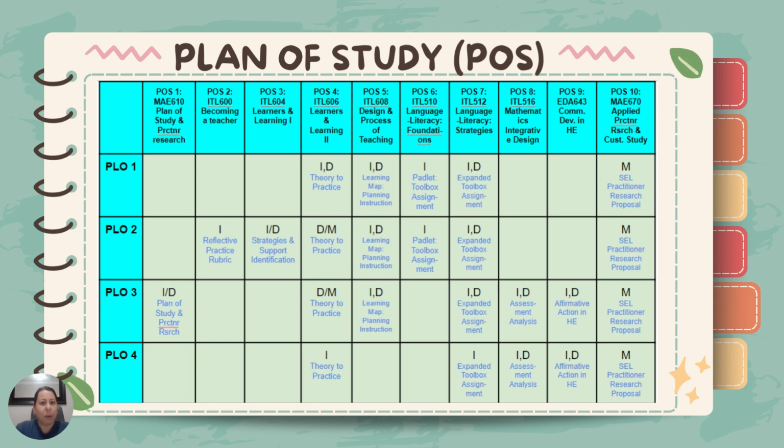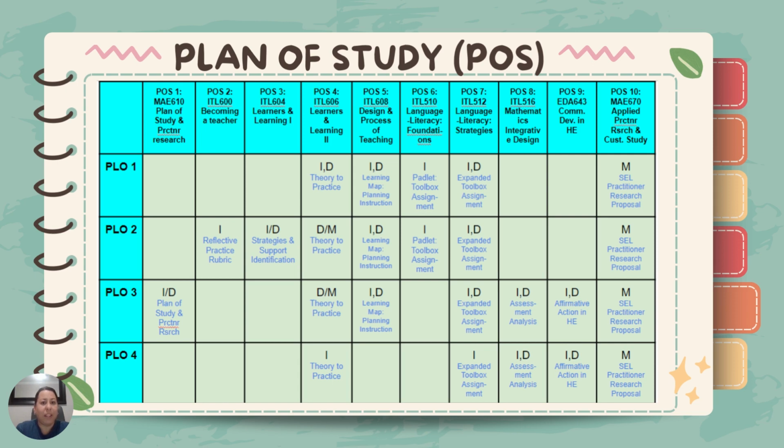The next slide is my plan of study, which includes all of the courses that I've taken to receive my master's degree. My first course was MAE 610, Plan of Study and Practitioner Research. My second was ITL 600, Becoming a Teacher. Third course was ITL 604, Learners in Learning 1. Fourth class was ITL 606, Learners in Learning 2.